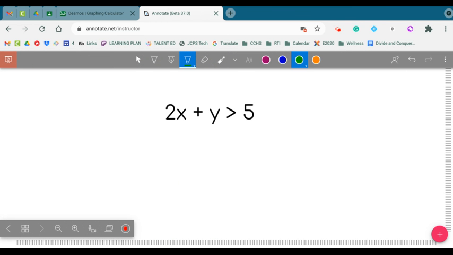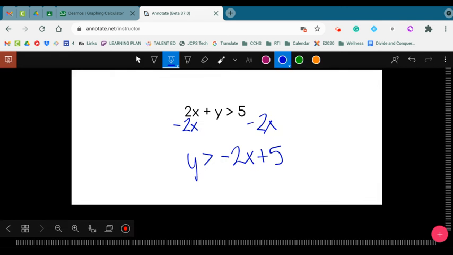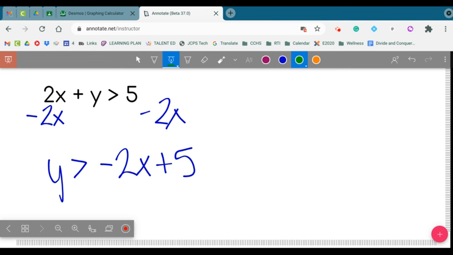So the next one, it would be a lot harder to find the intercepts because you have 2x plus y is greater than 5. And 5 divided by 2 is not going to simplify. So we're going to subtract the 2x over. This is going to give us y is greater than -2x plus 5. And then we can put this into our calculator to get our x and our y.